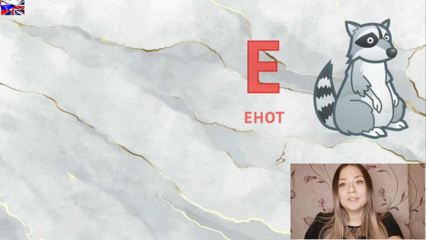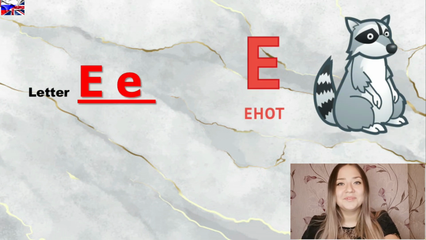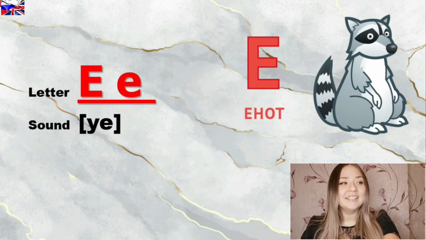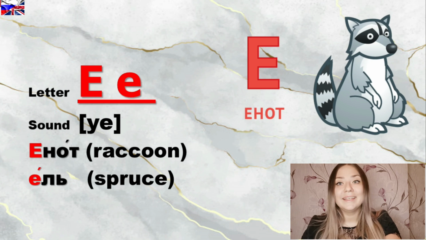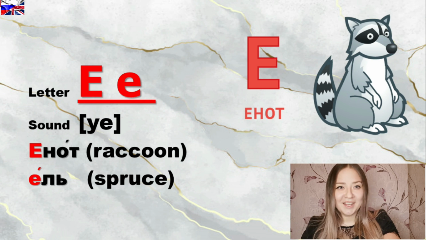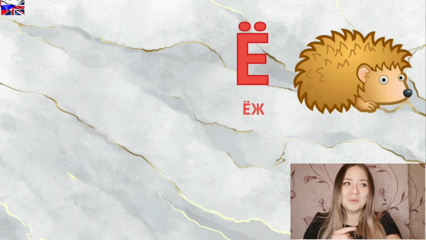The next letter is letter Ye. And the sound also Ye. Let's look at the examples. Raccoon in Russian is енот. Spruce, the type of tree, is ель. Doing good? The next one is quite similar to the previous one, all right?